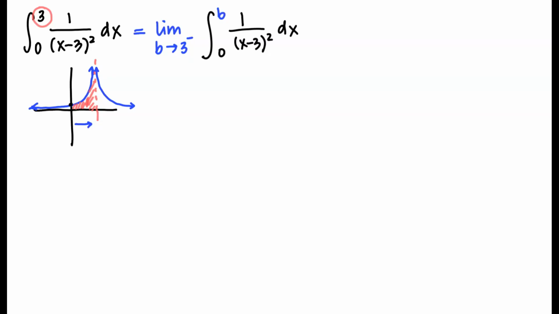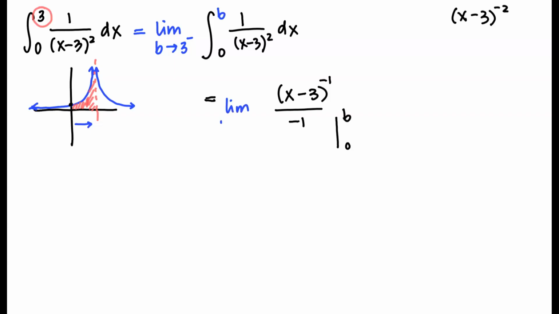The next piece of points here is having correct communication when evaluating this antiderivative. If I thought about this off to the side, as x minus 3 to the negative 2, yes, I could do a baby u-sub, but I know we don't need to. I know I'm going to end up with x minus 3 to the negative 1 over negative 1. And I'm going to need to evaluate that at b and 0. Now I have not evaluated it yet, so it's super crucial that I still have that limit as b approaches 3 from the negative side.